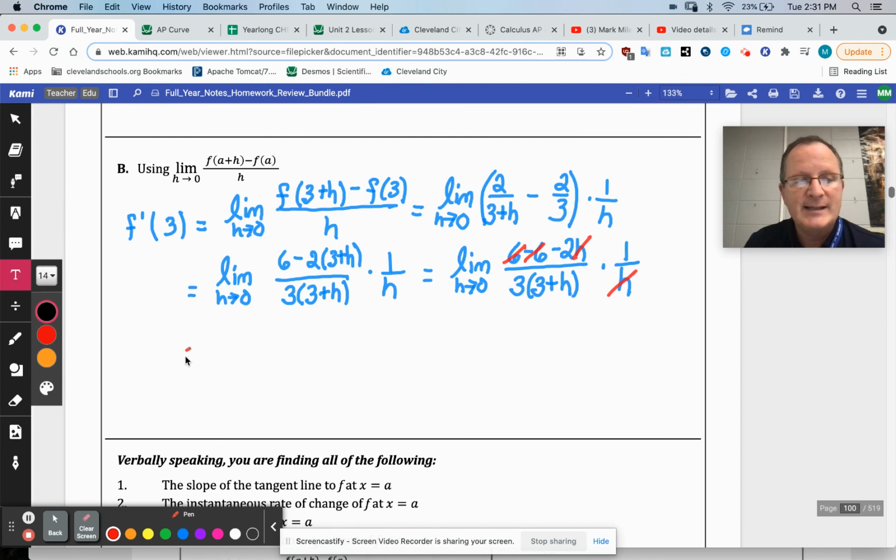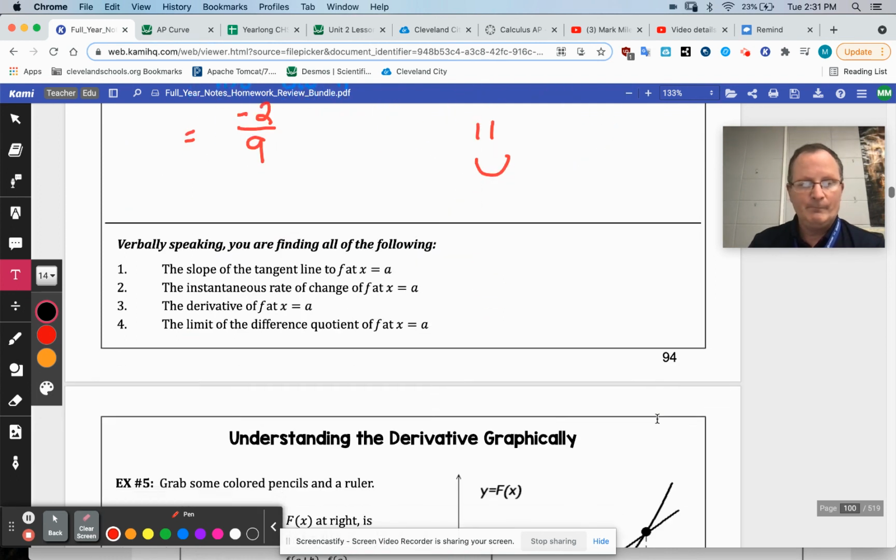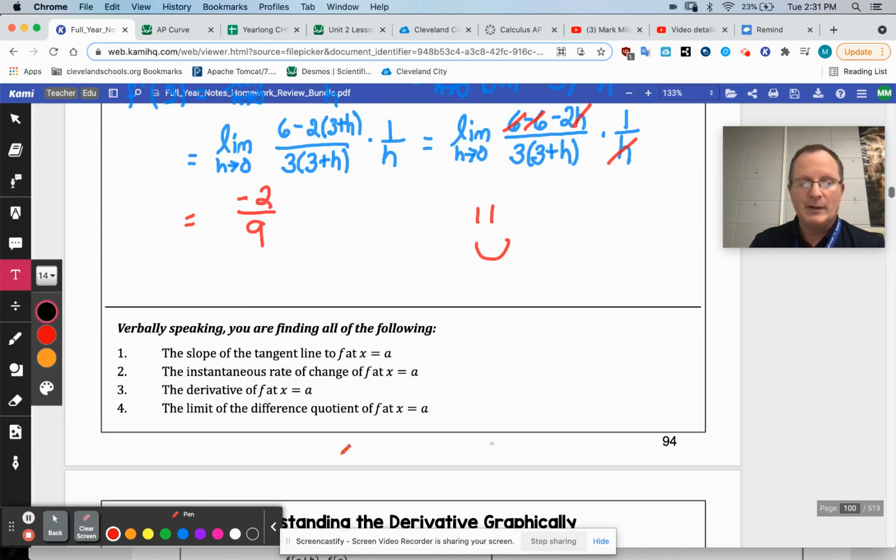So then I can substitute in because the h's are gone. And then up top, I've got negative 2 once again, right? And on the bottom, I have 3 times, this is 3 because h is going to 0. So since h is going to 0, that's just going to be 3 times 3, which is 9. Yay, same answer as before. Okay. We'll talk about that next video.